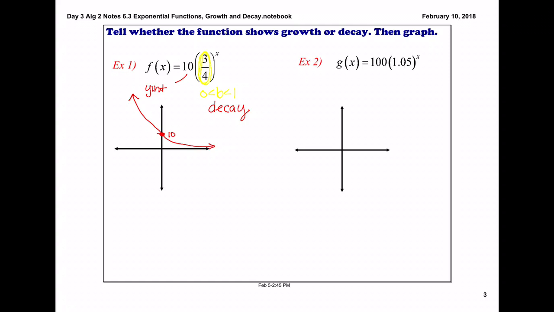When we look at example number 2, our multiplier in this case is 1.05. We say that this represents exponential growth because our b is greater than 1. Our 100 in the front here is our y-intercept. So when we graph this function, we need a point on our y-axis at 100. Our graph is coming from our x-axis and increasing to infinity.